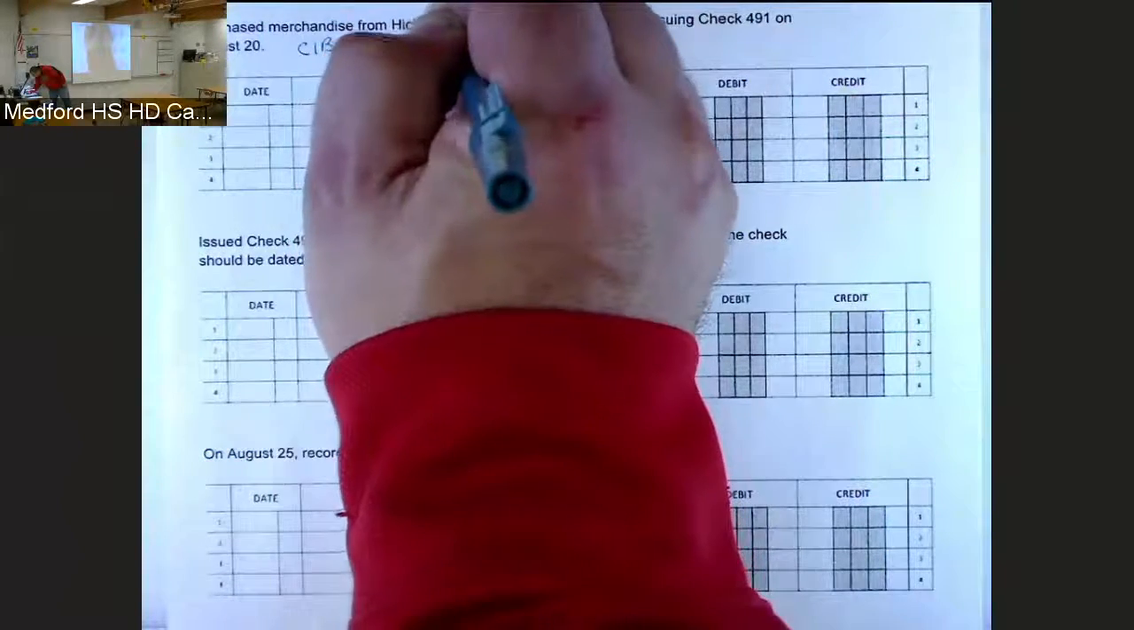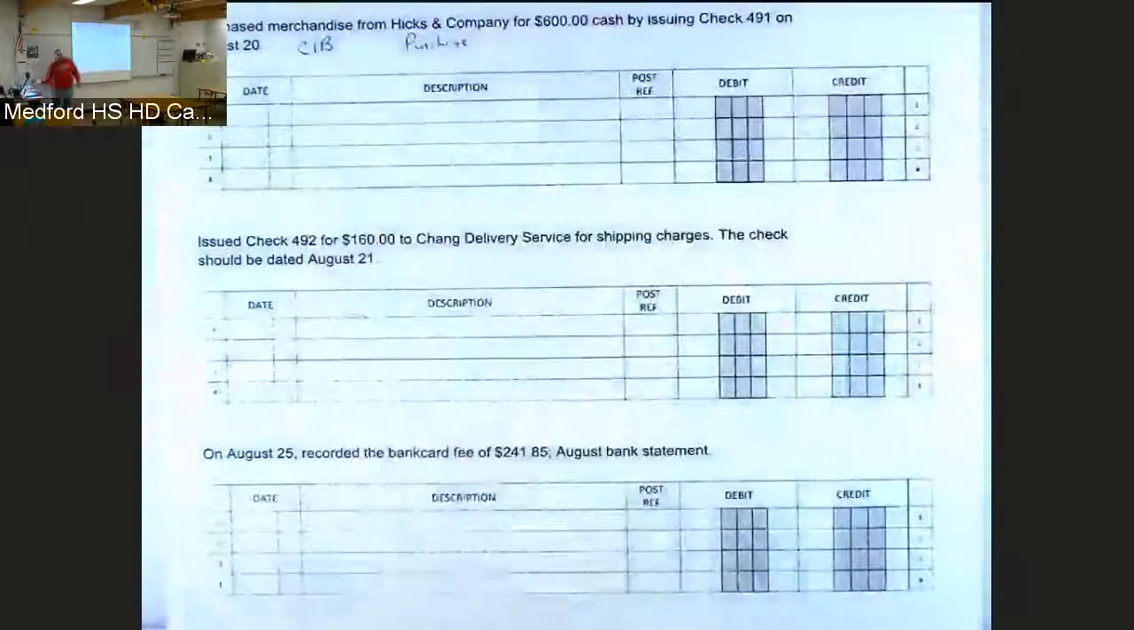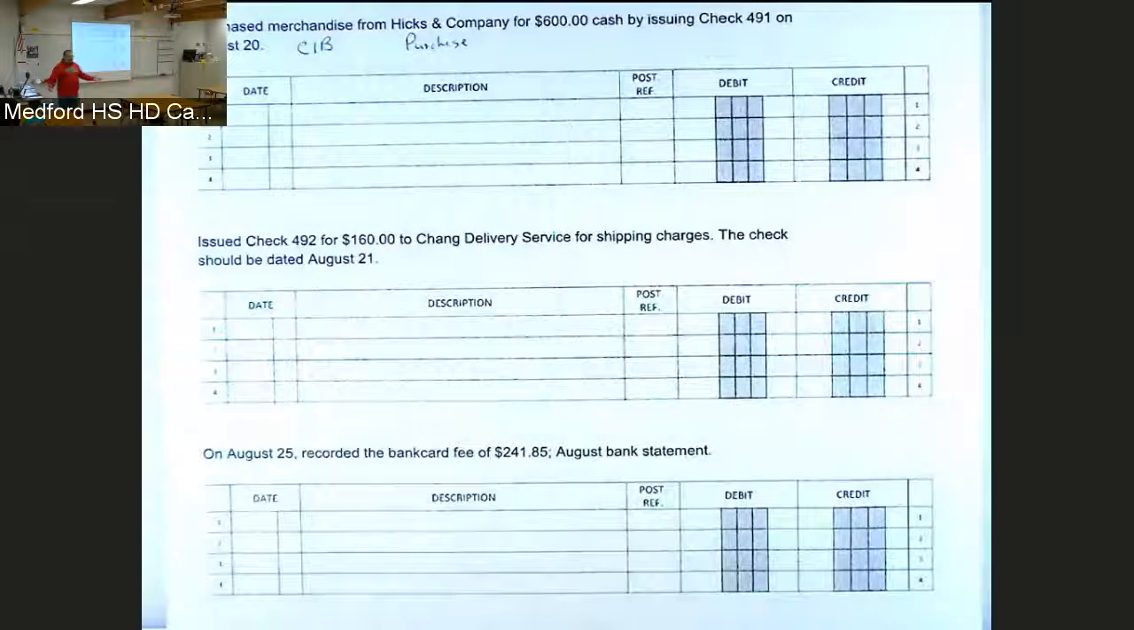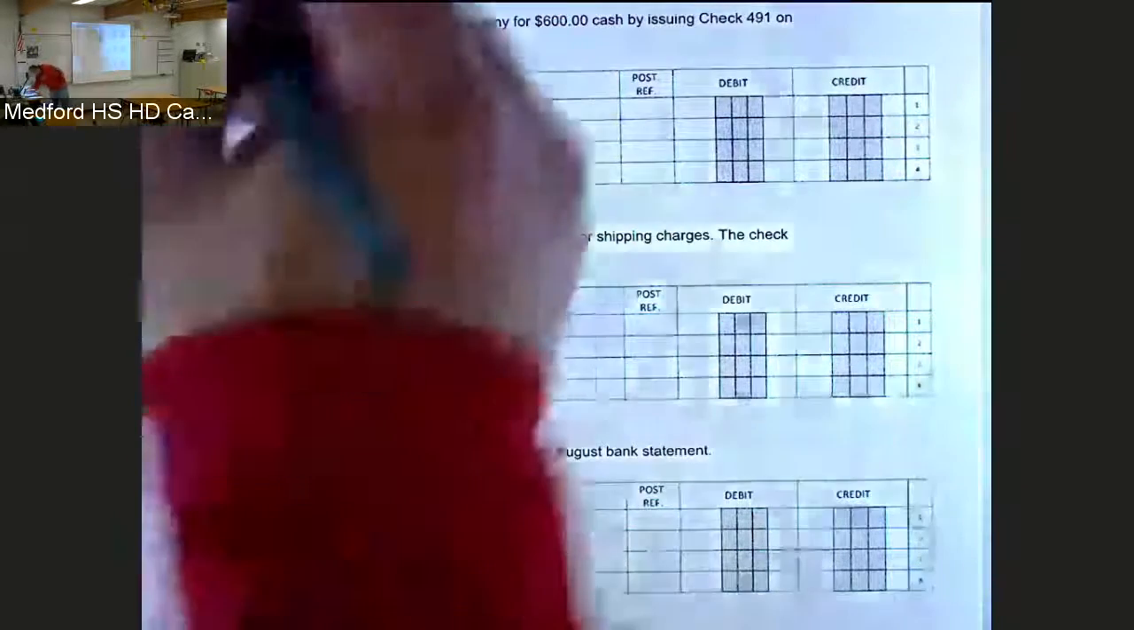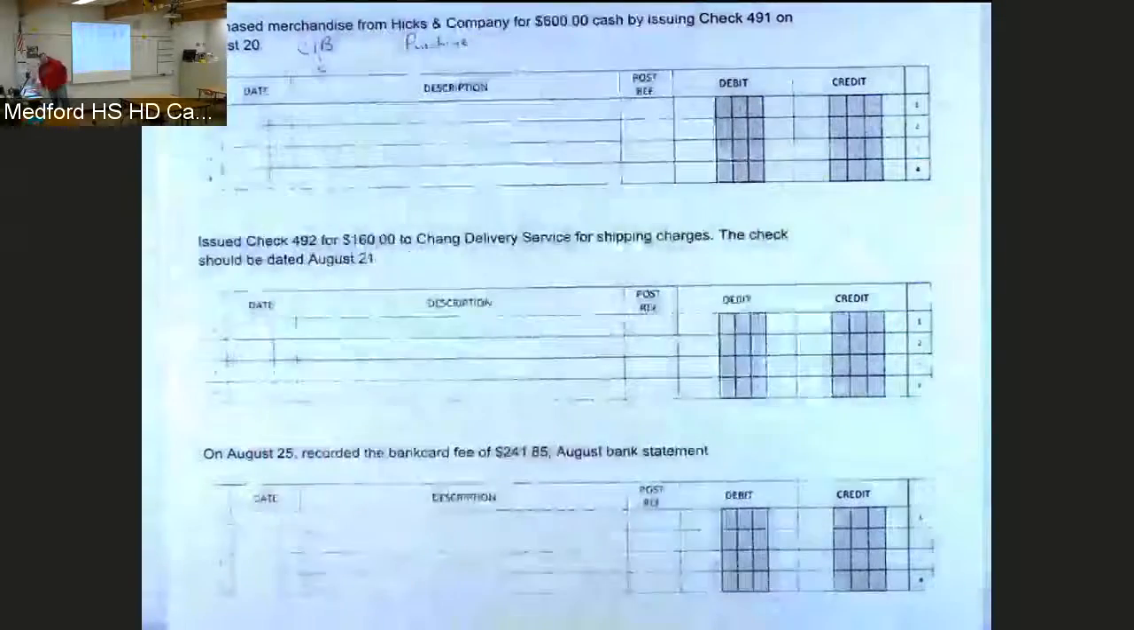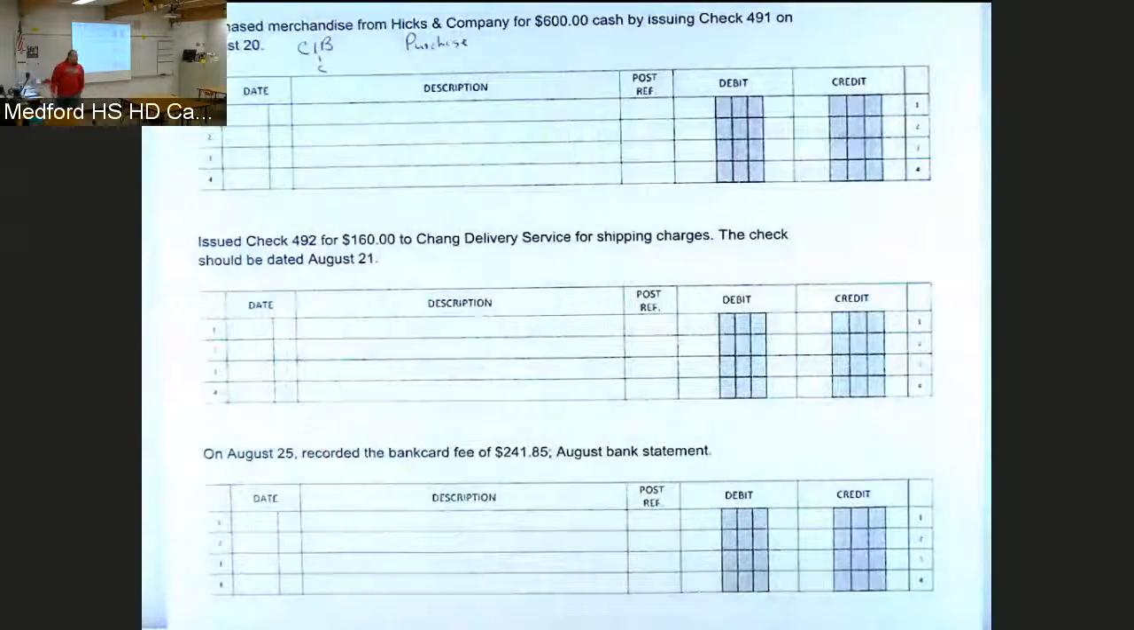Okay, so now, cash and bank, is it increasing or decreasing? Megan? Decreasing. Debit or credit? Credit. Okay. Purchases? Increasing or decreasing? Increasing. Debit or credit? Debit. Why?